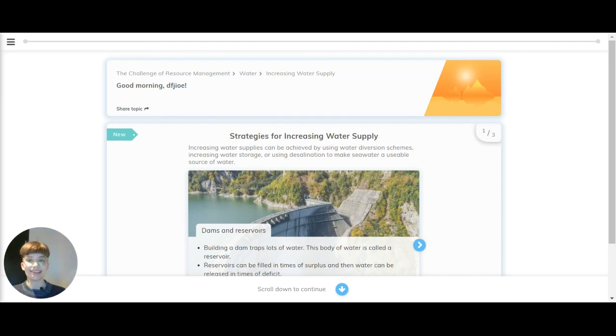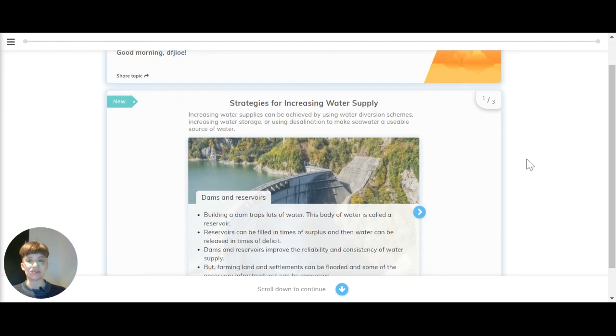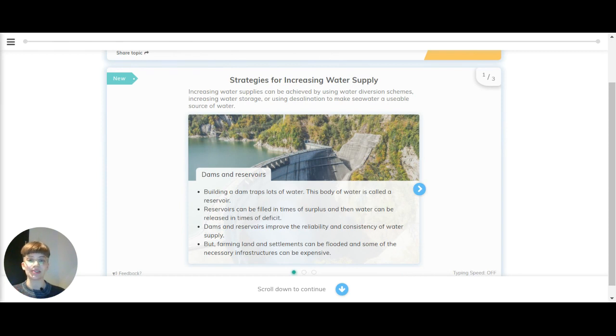Hiya. Let's have a look at strategies for increasing water supply. Increasing water supplies can be achieved by using water diversion schemes, increasing water storage, or using desalination to make seawater a usable source of water.